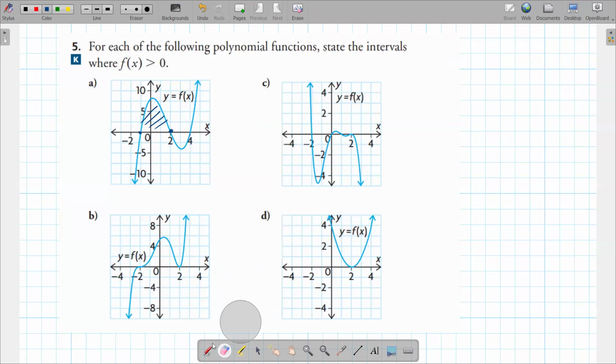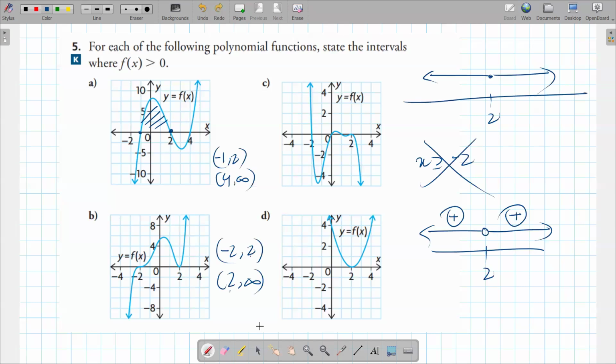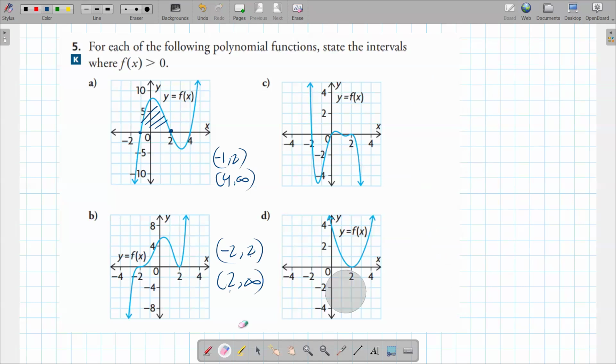C and D. Well, D, the answer is, okay, what's the answer to D? It has something to do with what I just said. What's the answer to D? And let me tell you, it's not all real numbers. When is D above the x-axis?